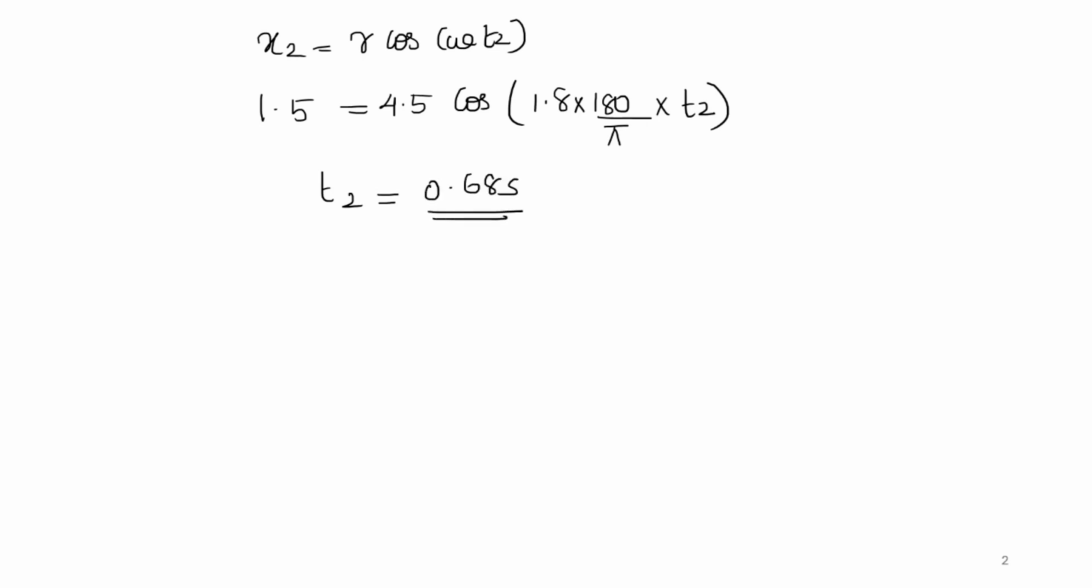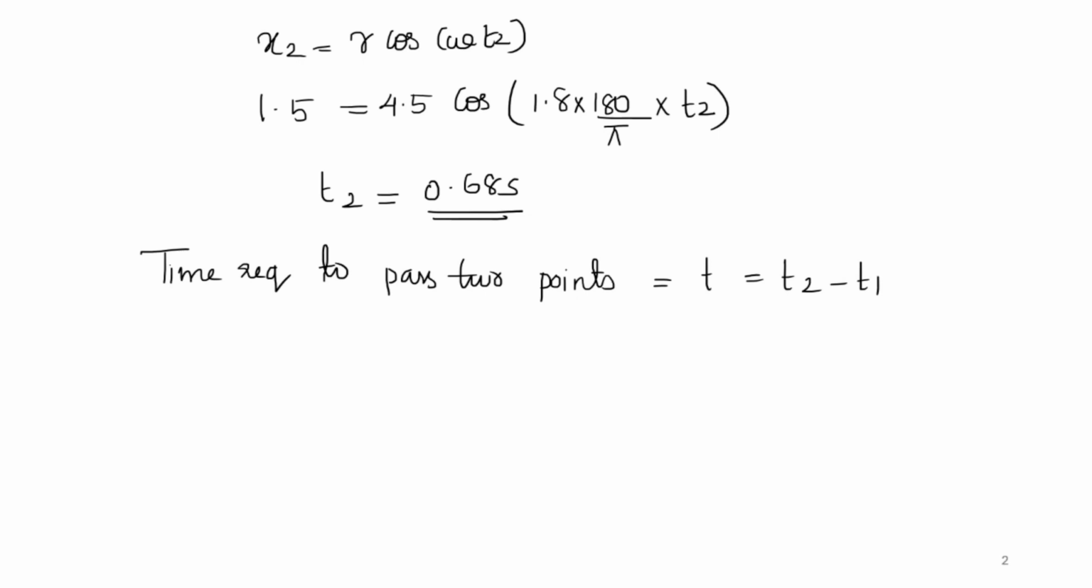Then the time required to pass the 2 points means the difference of these two times, that is t2 minus t1, which is equal to 0.68 minus 0.38, that is equal to 0.3 seconds.